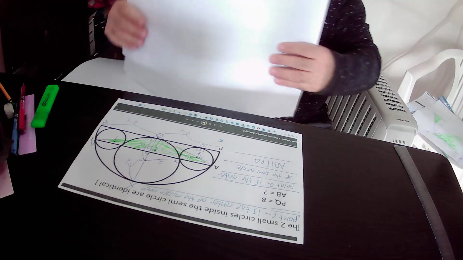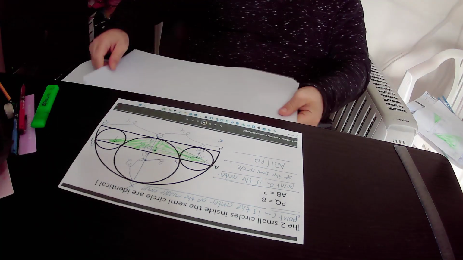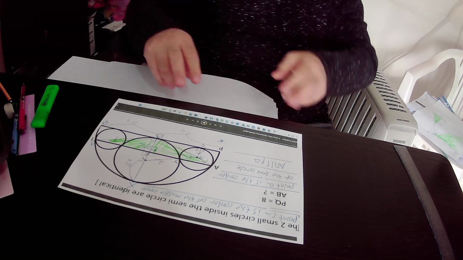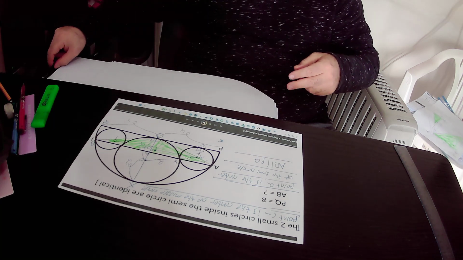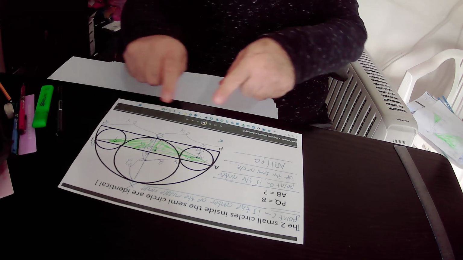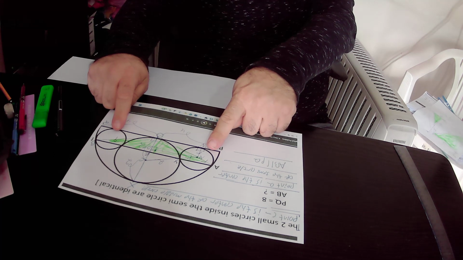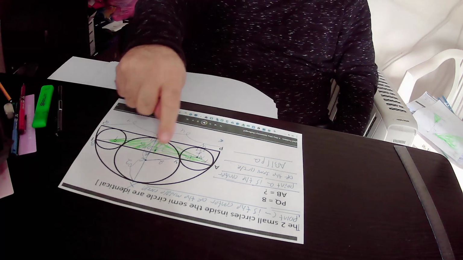Actually, we wanted to find out the length of chord AB. We have here a semicircle. Inside this semicircle we have 3 circles. Those two small circles are identical. In the middle we have the middle circle.